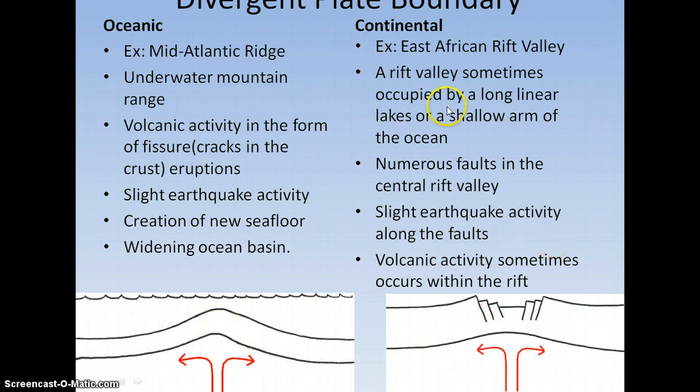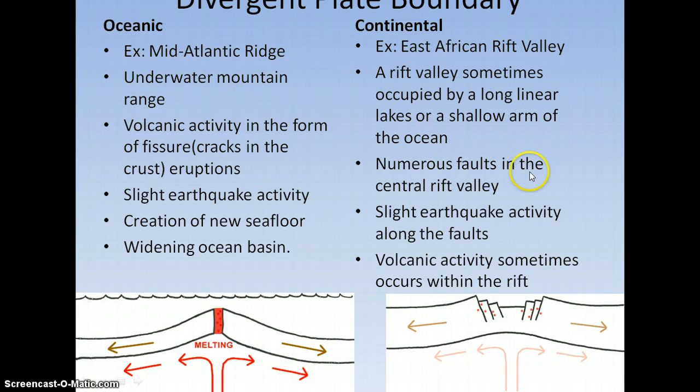Now we're going to look at the continental divergent plate boundaries. A good example of this is the East African Rift Valley, which I'll show you a picture of in a minute. The Rift Valley is sometimes occupied by long linear lakes or shallow arms of the ocean. So you can see right here, when the crust separates like this, when it's continental crust that's thicker than oceanic crust, it causes some fractures right here, and it causes a little depression which can fill with water.